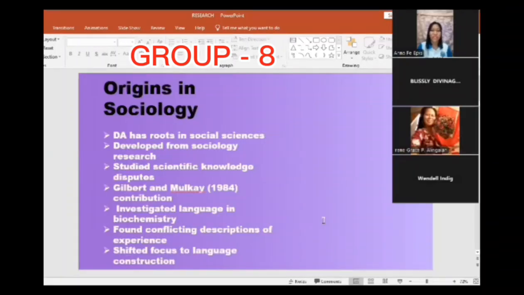Use of language in journals and discussions. They found differing descriptions of similar events. The same scientific event was described differently depending on the context. This showed that language shapes perception of reality. Their findings demonstrated that language is not just a reflection of reality. Language constructs reality.